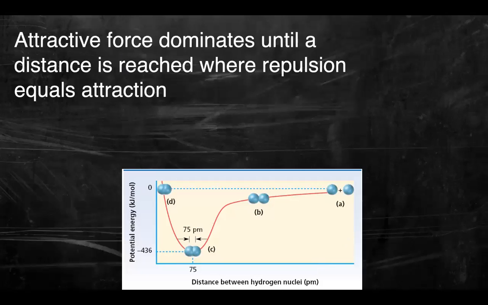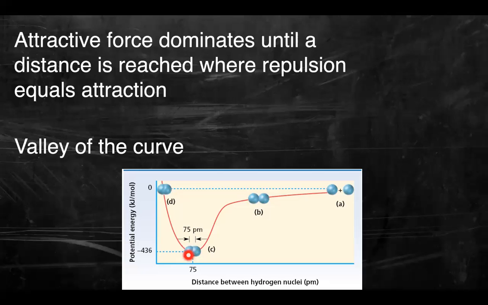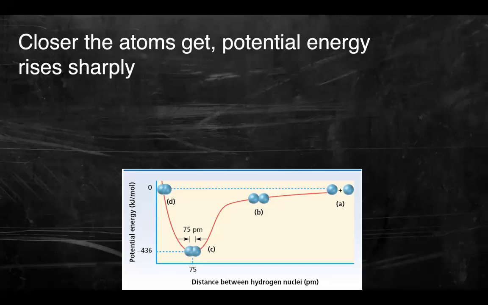That attractive force dominates until a distance is reached where the repulsion equals the attraction. And this is the valley of the curve here, where the two opposite forces are equal. But like I said before, if you push the atoms closer together, the potential energy increases greatly because then you have the repulsive forces, which are going to overtake the attractive forces.